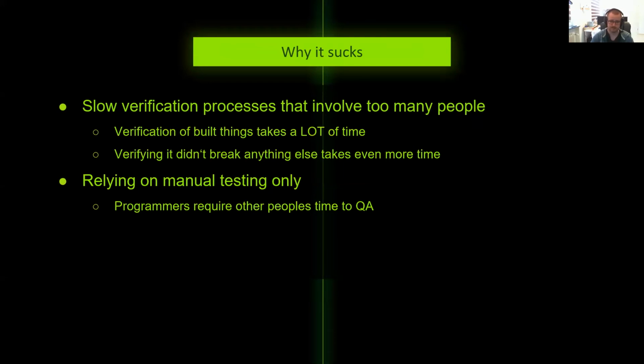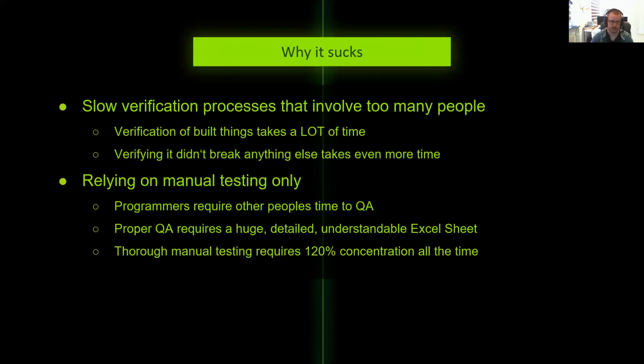And proper QA also requires a huge, detailed and understandable Excel sheet, because if we don't have such a detailed Excel sheet, then testing our game properly is a mess because we don't know what we're actually supposed to test. And following these Excel sheets and test instructions always requires like 120% of our concentration all the time that we're testing, which obviously is just not doable for a normal human being.